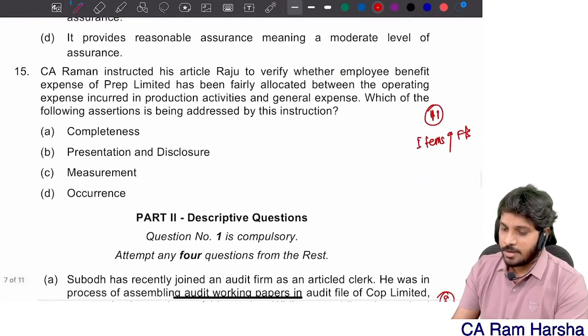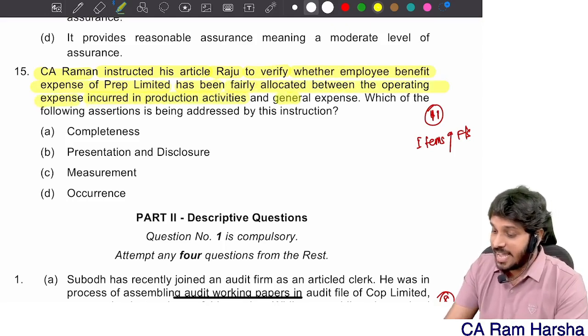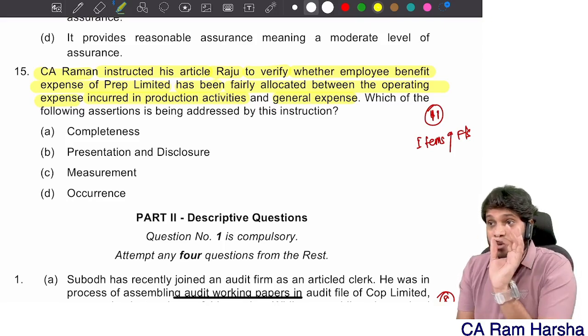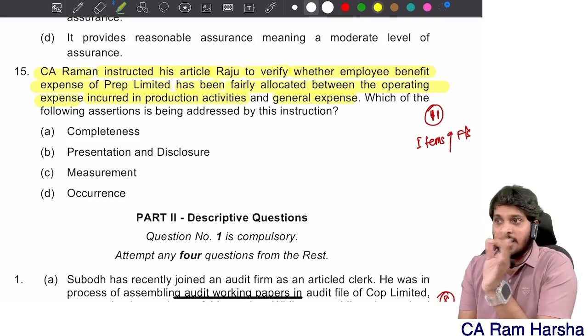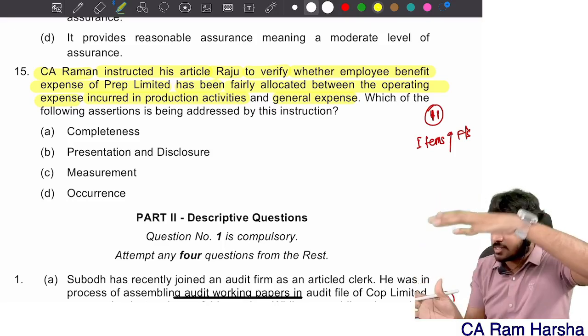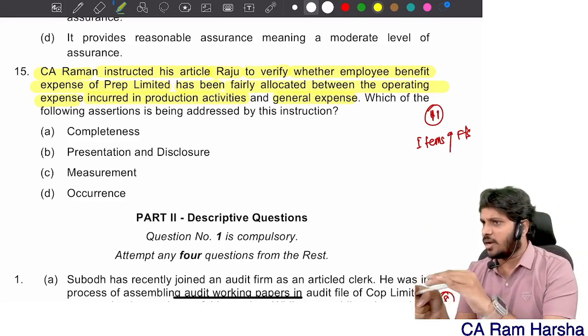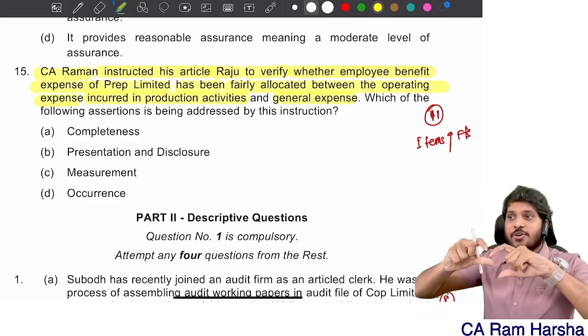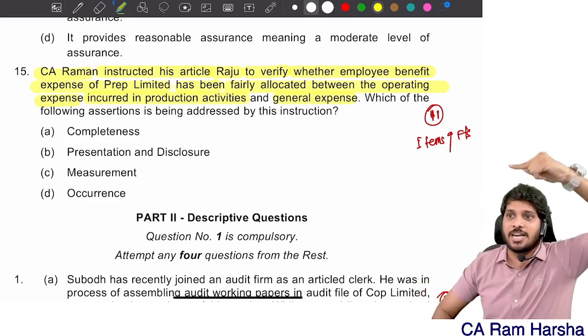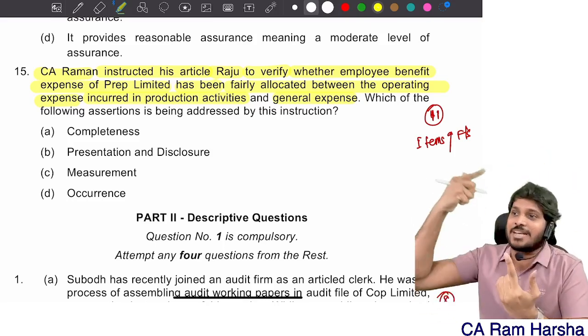Correct? T. Raman instructed his article assistant Raju to verify whether employee benefit expenses of the company have been fairly allocated between operating expense incurred in production activity and general expense. Here they are not asking about recognition or valuation of employee expenditure. They are asking whether the presentation of employee benefit expenses between general expense and production activities is done properly. Classification is the word we generally use when it is directly in the balance sheet and P&L. When it comes to breakup given in the notes to accounts, we use the more appropriate word, presentation.